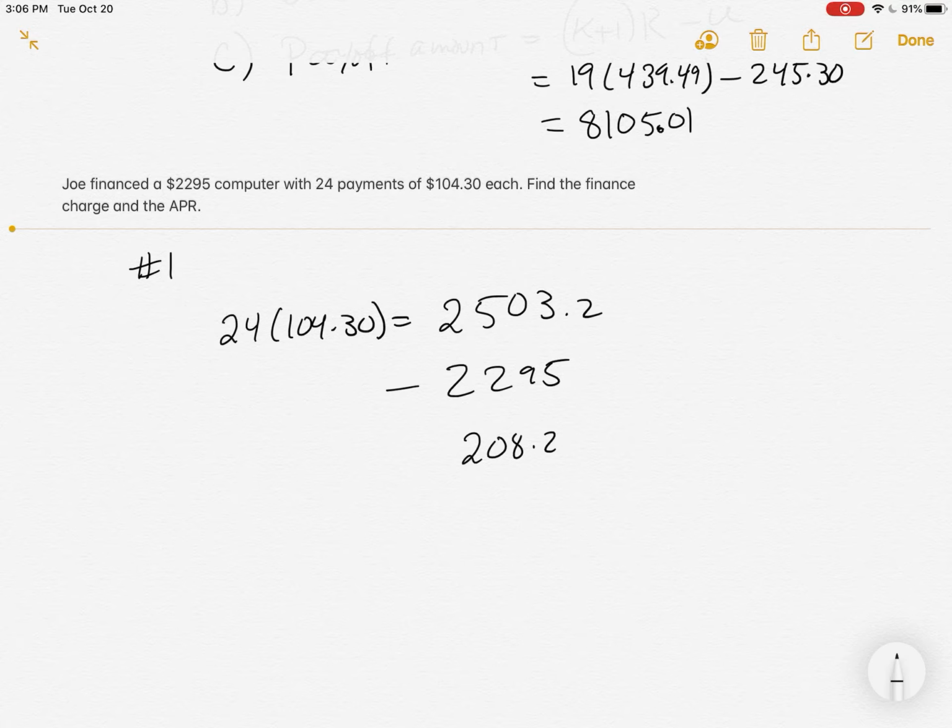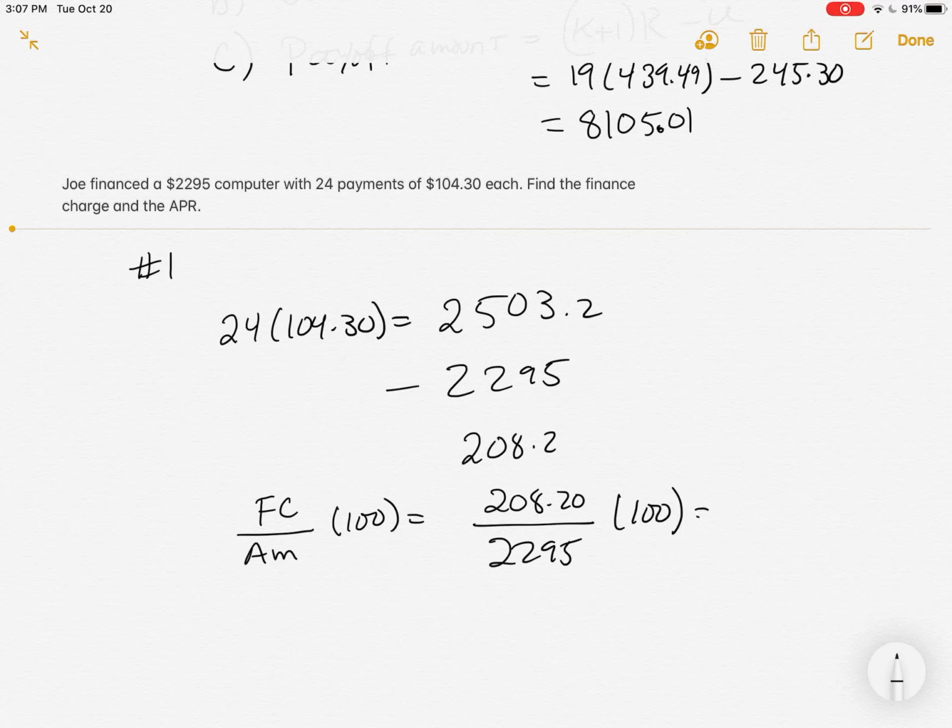So I might have misspoke. This is number 9, not number 13. So this is number 9. So we know how to do this from the first one. We take our finance charge, divide by the amount that we were taking the loan for, and then multiply by 100. And so that's the 208.20 divided by the 2295 times 100. And that's giving us 9.07.